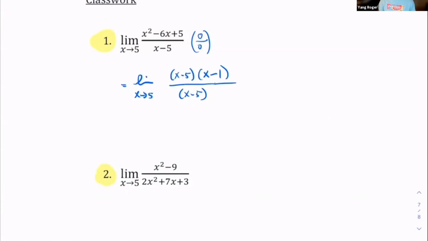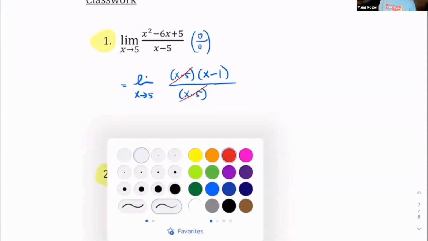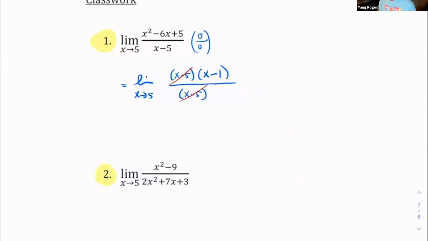All right. Then I could cancel out the 0 factors from the numerator and the denominator. And now I have something that's not equal to 0 in the denominator. So we're going to just substitute 5 using the direct substitution property. We're going to get 5 minus 1, that's equal to 4. And that's what you guys got. Okay.